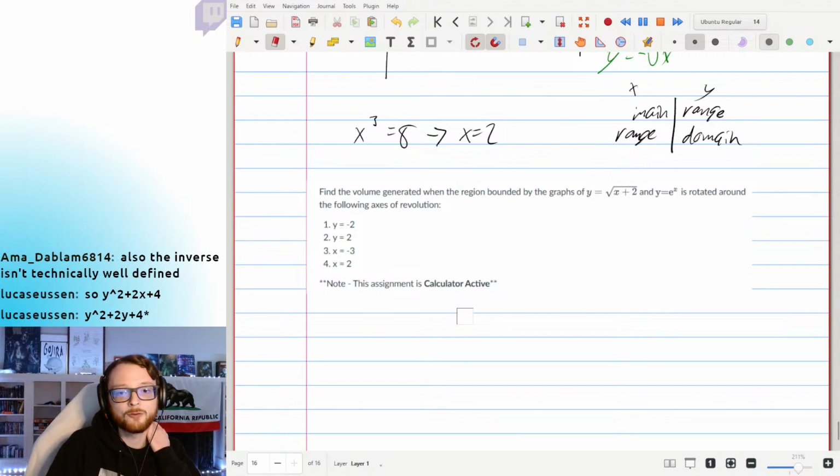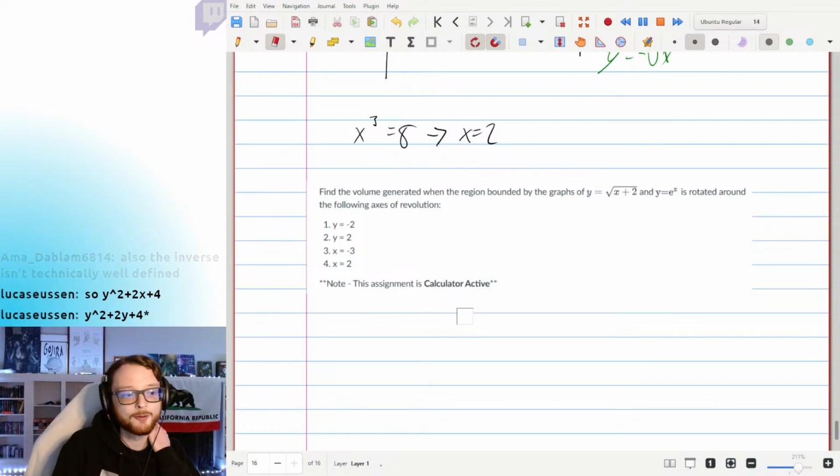Excuse me, my eraser isn't erasing. There we go. It's the autosave that's doing that, I think.